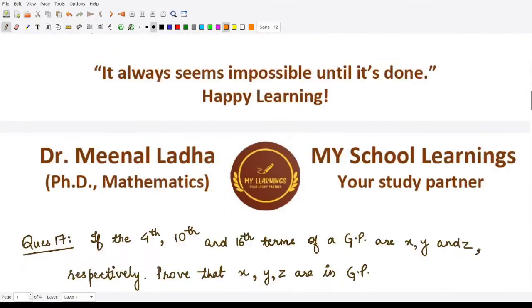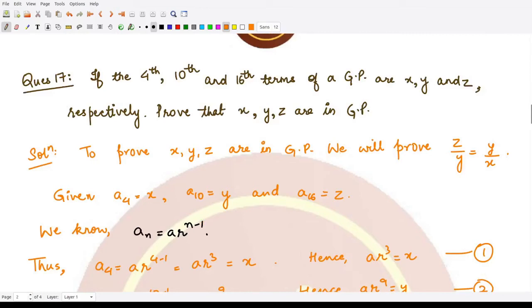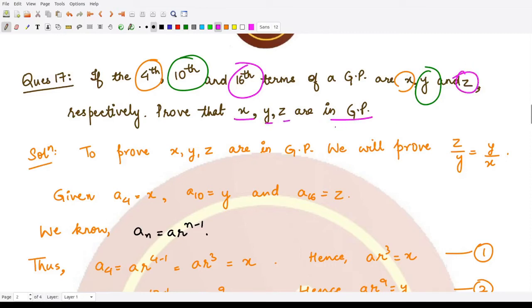Now let's move on to question number 17. In question 17, they are saying that if the fourth term of the GP is x, the 10th term of the GP is y, and the 16th term of the GP is z, we need to prove that x, y, z are in GP. In order to prove that these three are in GP, what do we require to prove? We are required to prove that the ratio of the third term to the second term is equivalent to the ratio of the second term to the first term, right? That would be the common ratio. So we need to prove that z upon y is equal to y upon x.